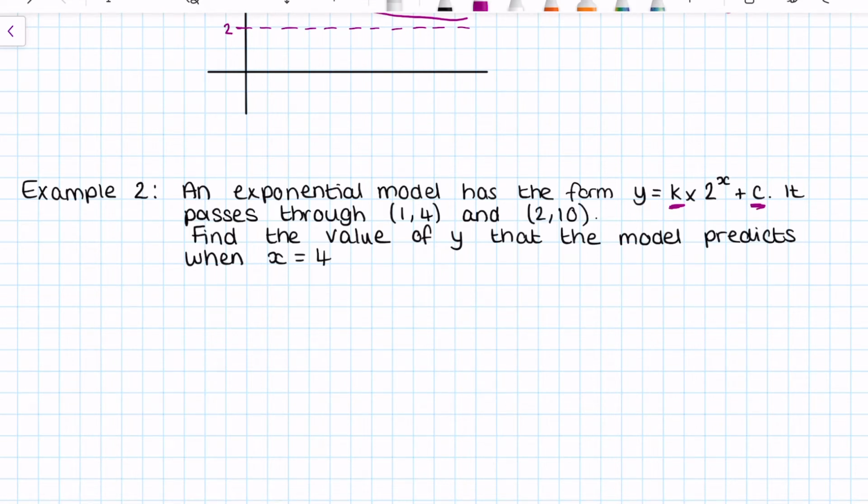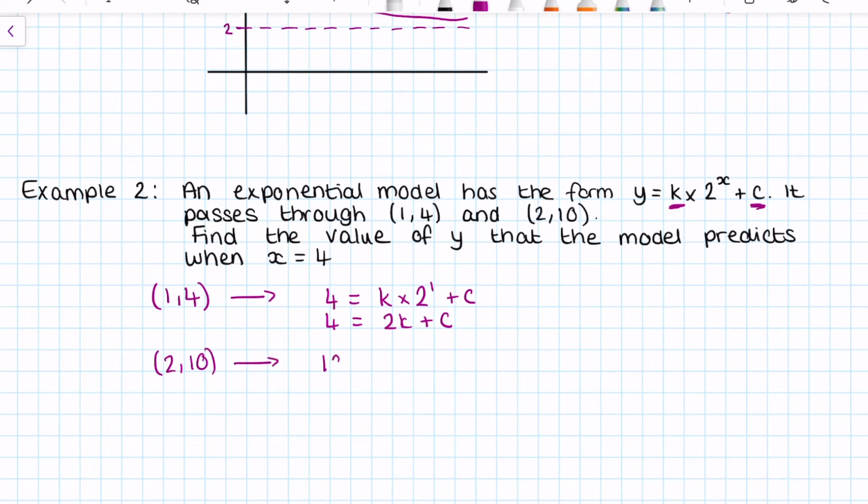But luckily we've been given 2 points and we need to find 2 variables, which should be in our minds linking to simultaneous equations. So if we look at the point (1, 4), sub that information in, we get 4 equals k times 2 to the power of 1 plus c, which we can simplify to 4 equals 2k plus c, and then we have the point (2, 10).